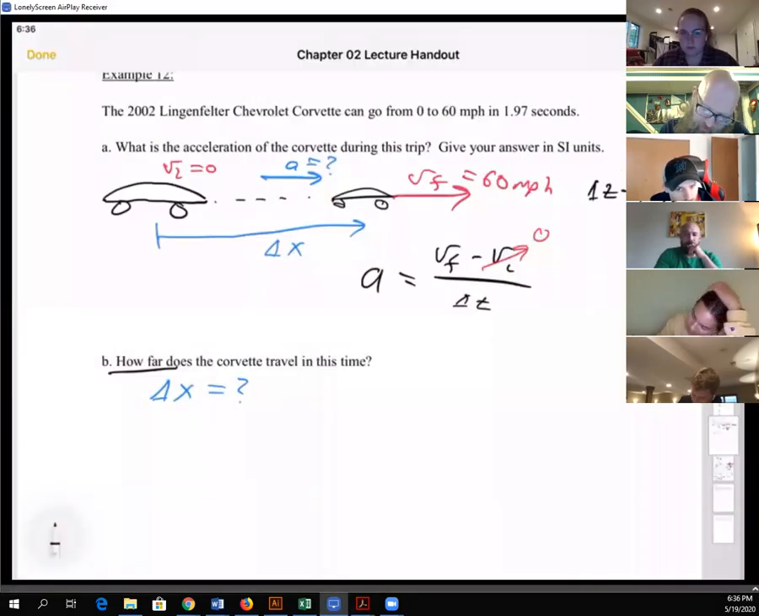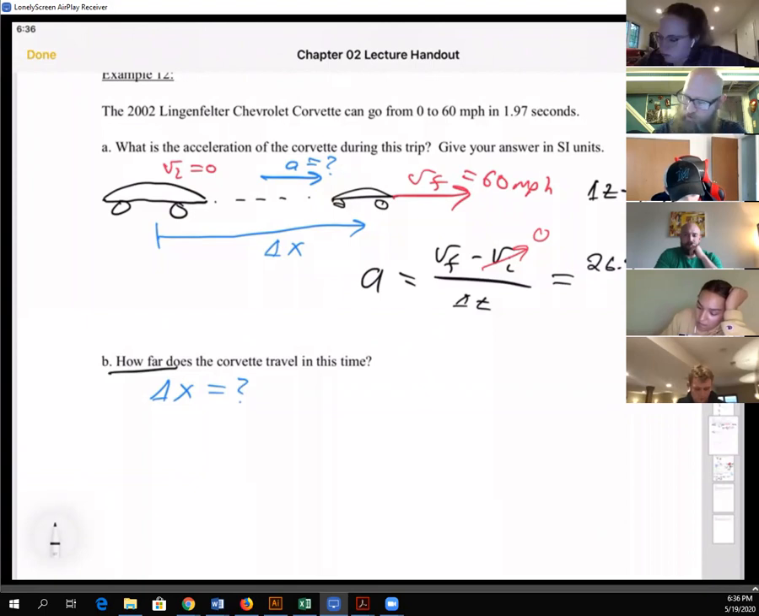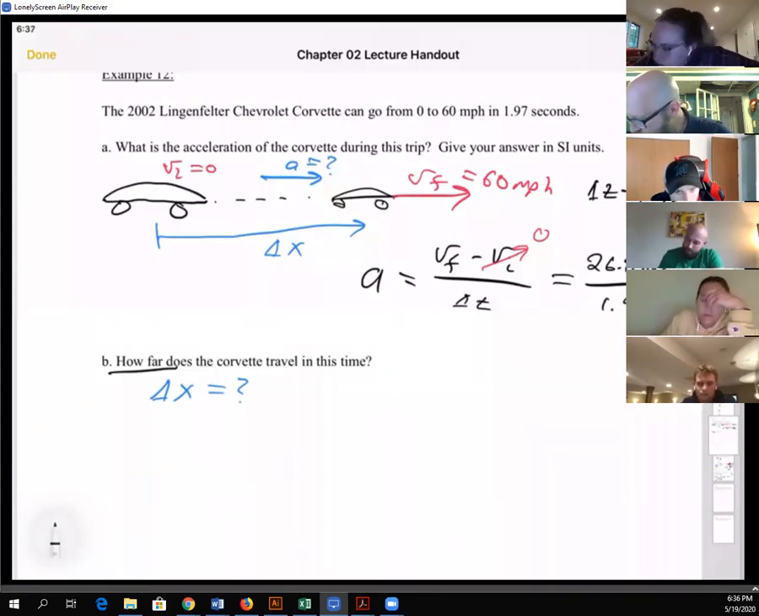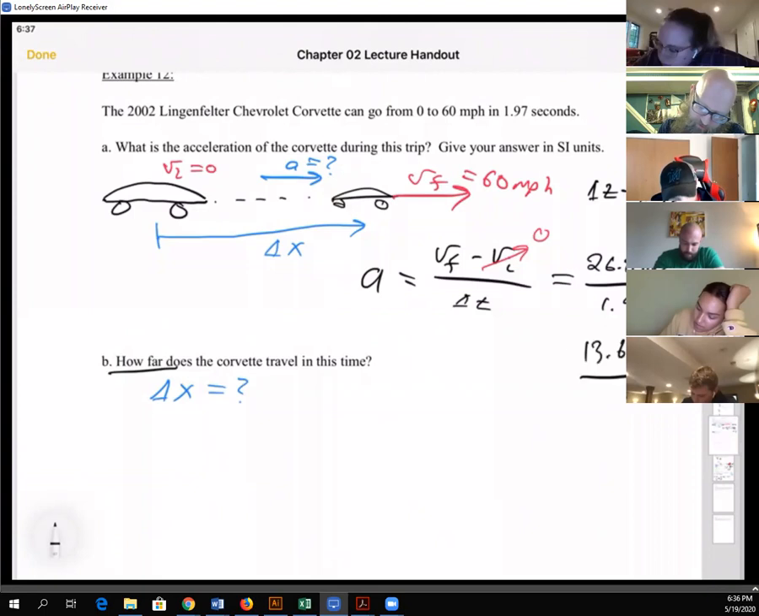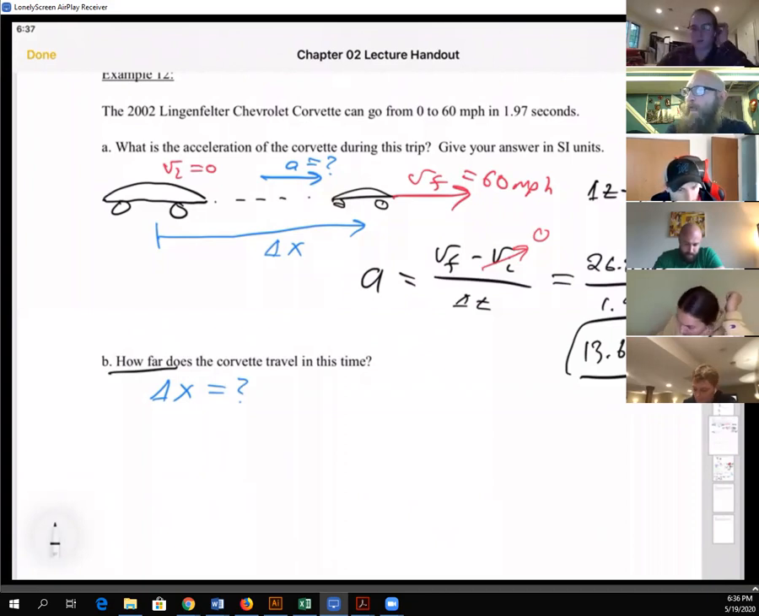So 26.8 meters per second divided by 1.97 seconds. I should have moved that screen somewhere else. I think it turns out to be, what, yeah, like 13 point something. That's 13.6 meters per second squared. Okay, how far does the Corvette travel in this time?